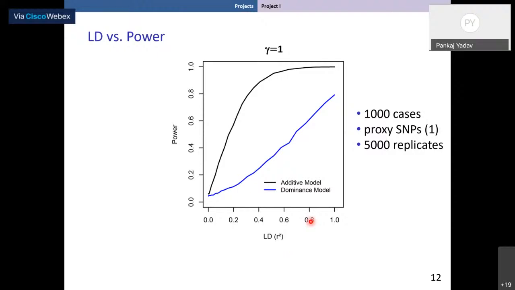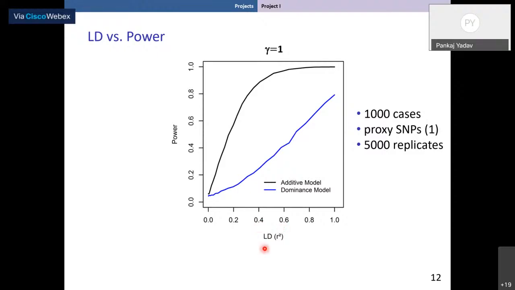So I simulated one proxy SNP, and then I simulated, as I said, 1,000 cases from that full model, and I used around 5,000 replicates to estimate the statistical power. The blue and black colors here correspond to two different models. The blue one is dominance, the black one is additive.